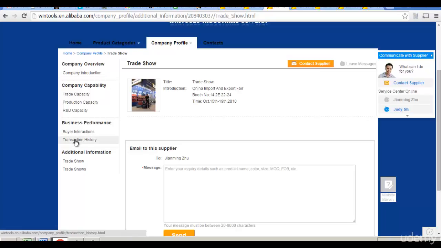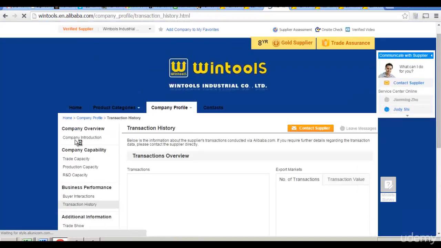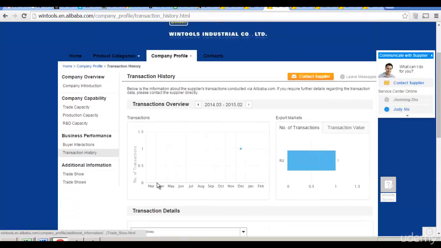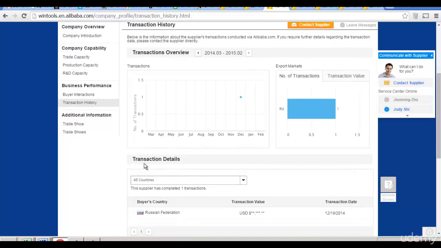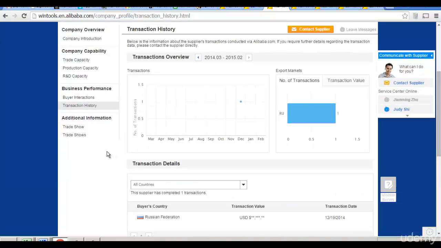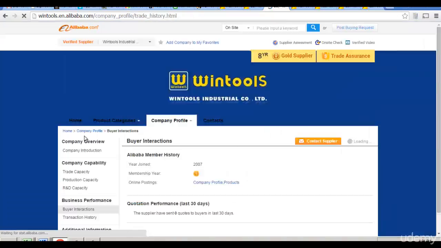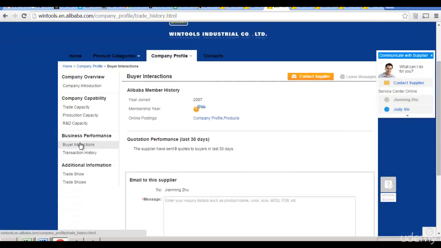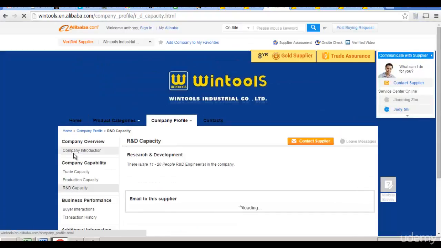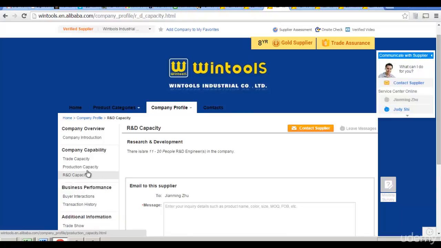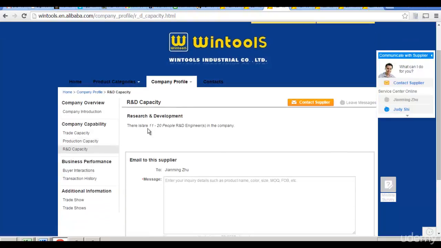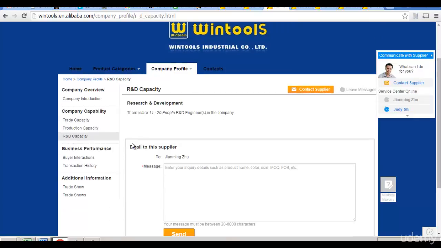You could see some of the transaction history, but they don't always show all of that on here, so I wouldn't put much credence into that. But the trade show thing is a big thing. You can see there are research and development capacity. There are 11 to 20 people in the research and development engineers in this company. It is what it is.